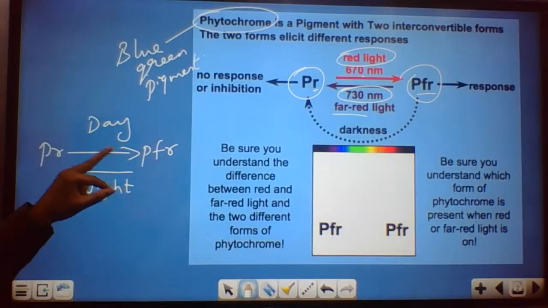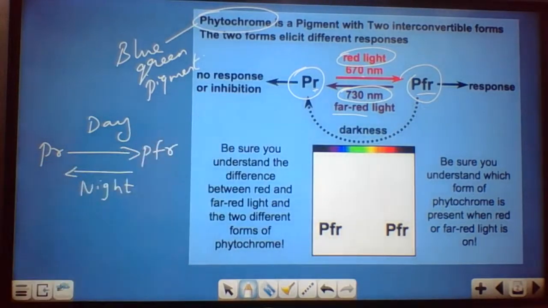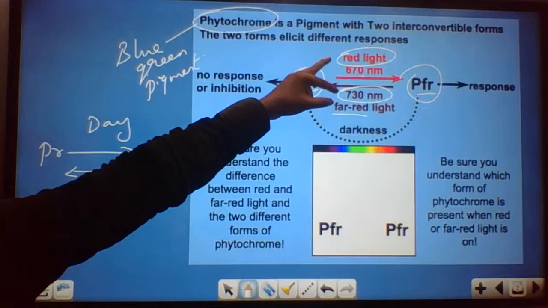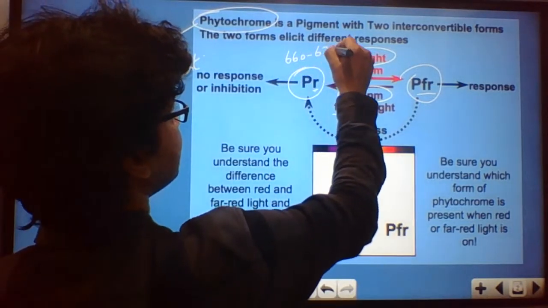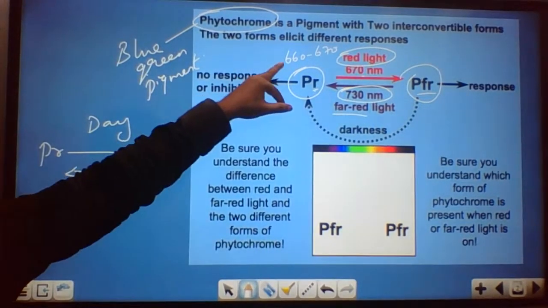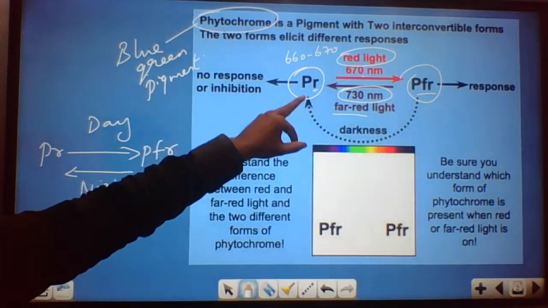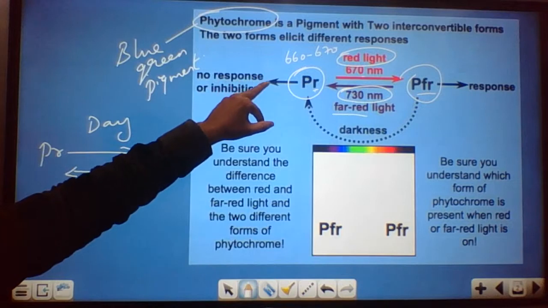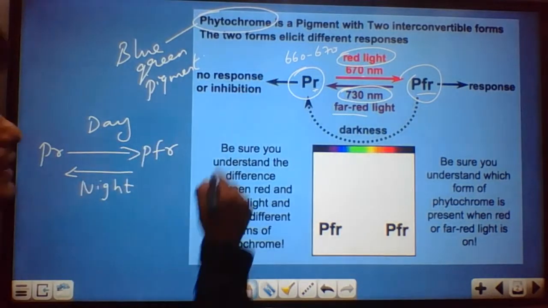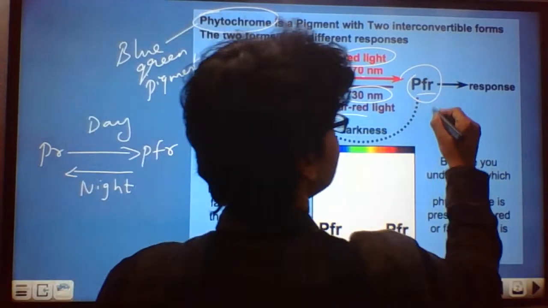As far as PR is concerned, it has 660 to 670 nanometer. Some textbooks give 660 and some give 670 nanometer. And PFR is 730 nanometer. PR is present in the cytoplasm, and PFR is in the plasma membrane.